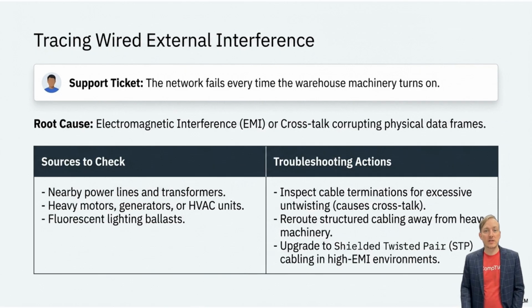For troubleshooting actions, inspect cable terminations for excessive untwisting, which causes crosstalk. Reroute cabling away from heavy machinery, or upgrade to shielded twisted pair, or STP, cabling in high EMI environments.